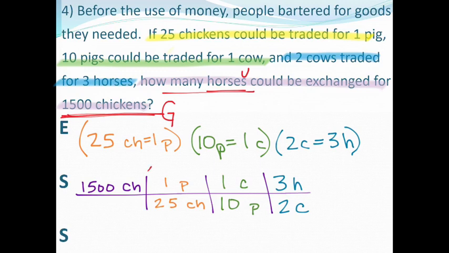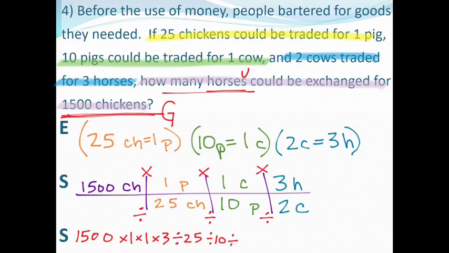If you need a hint to help, remember we multiply all these numbers across the top and we divide by any numbers that are on the bottom. So you should be plugging in, or have already plugged in, 1500 times 1 times 1 times 3, and then divided by 25, divided by 10, and divided by 2. And you can plug all of that into your calculator all at once, push enter at the very end, and hopefully you got 9 as your answer. If you didn't, make sure to talk to me in class.